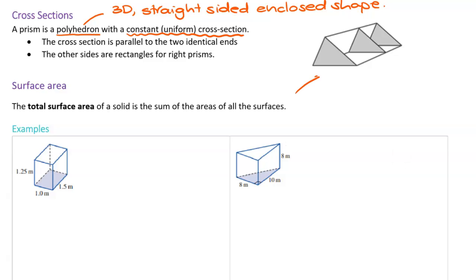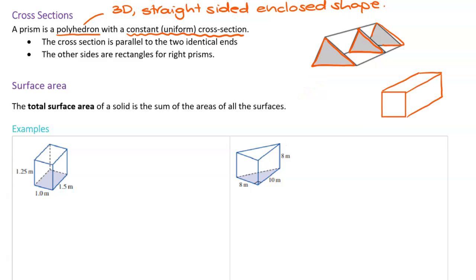So here we've got an example of a triangular prism. We name the prism based on the kind of cross-section that it's got. And what I mean by cross-section is, if I take this shape here, I could take a slice out of it here, I could take a slice out of it here, or at the very end, and I'll always get the same size and the same shape triangle.